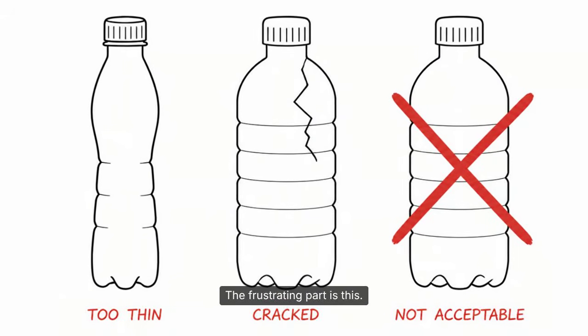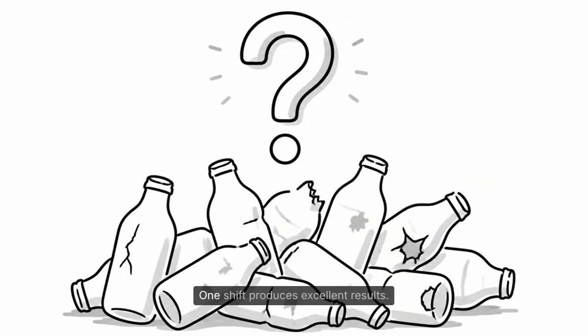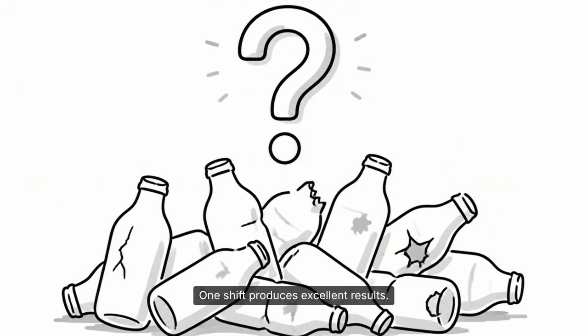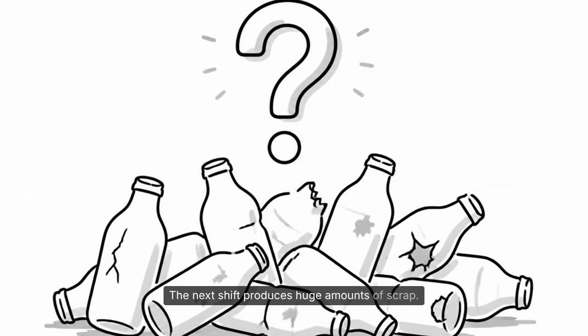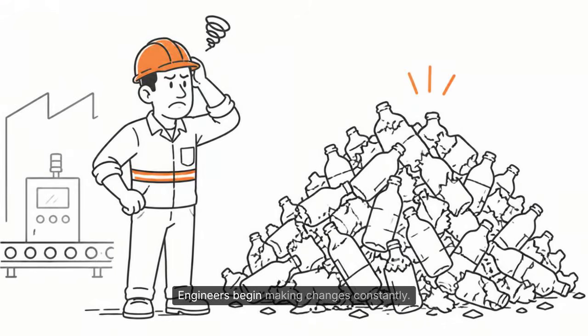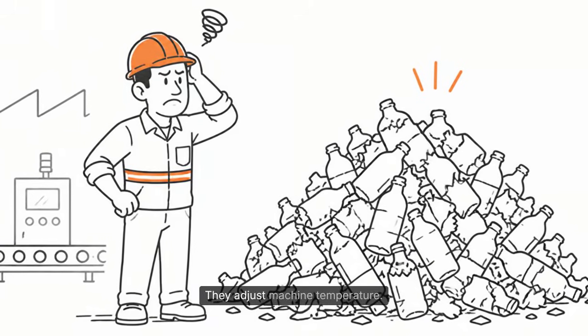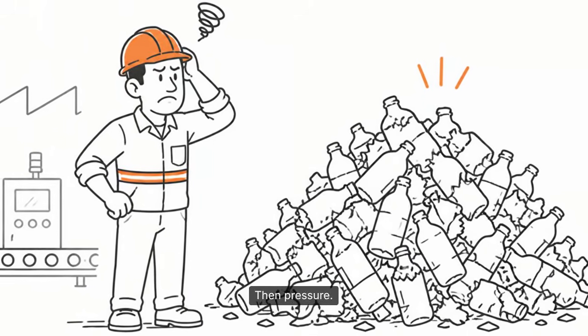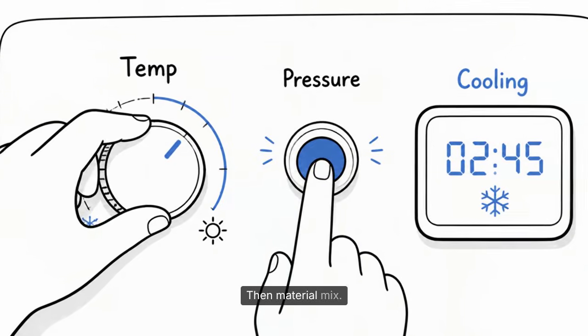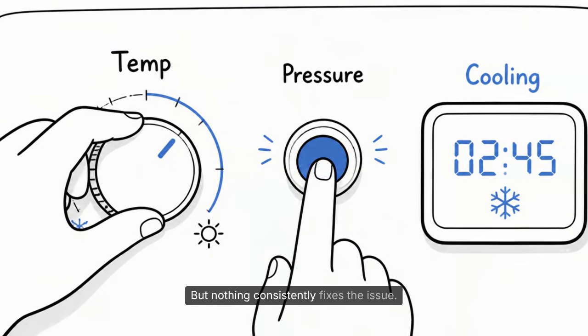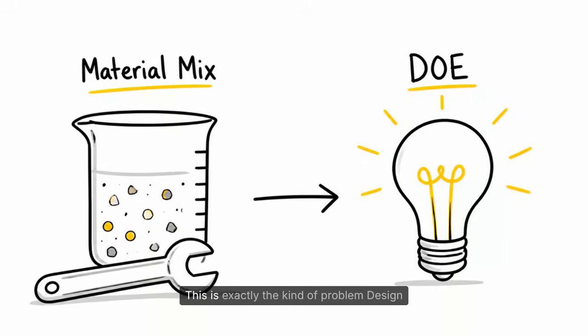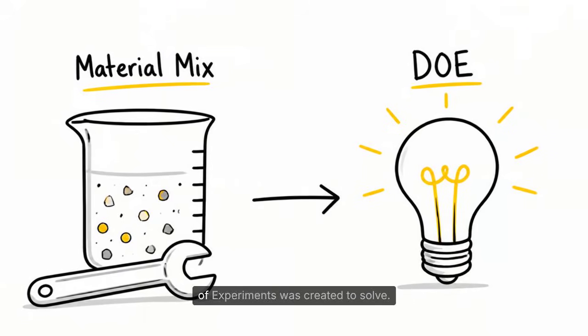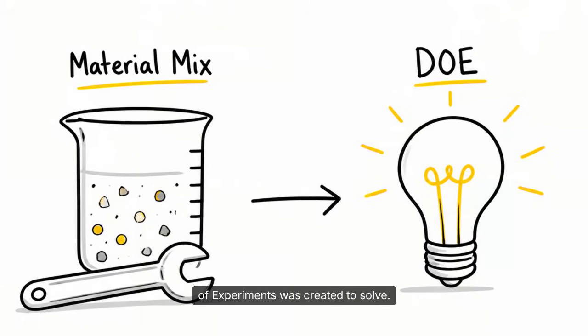The frustrating part is this: the defects seem random. One shift produces excellent results. The next shift produces huge amounts of scrap. Engineers begin making changes constantly. They adjust machine temperature, then pressure, then cooling time, then material mix. But nothing consistently fixes the issue. This is exactly the kind of problem design of experiments was created to solve.